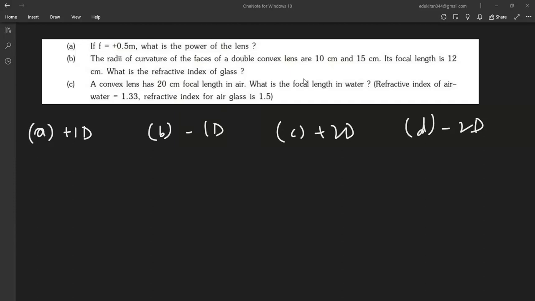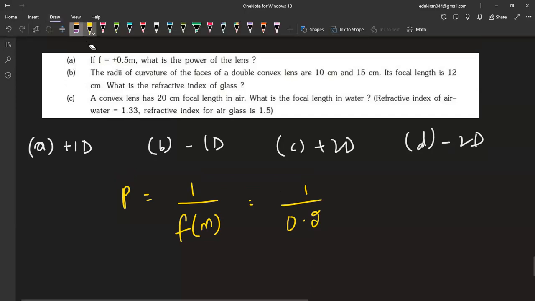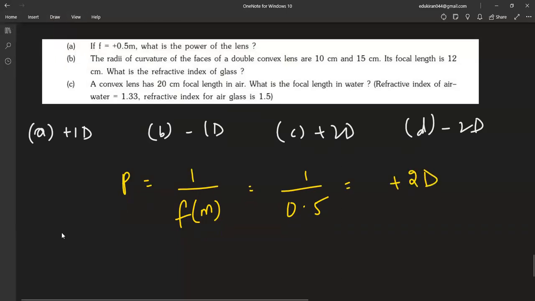C option, right? See, whenever power is asked, you have to write focal length in meters. The best part about this question was that everything was given in meters itself. So this was 1 by 0.5, which is plus 2 diopters. All right. Second, this is for the first part. This is for the second part. I am writing all the 4 options which are given. Those aren't mentioned on the screen.